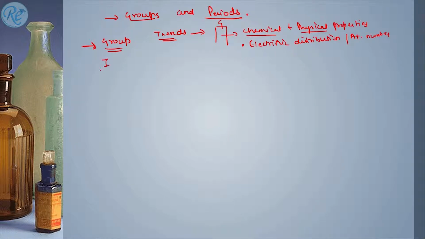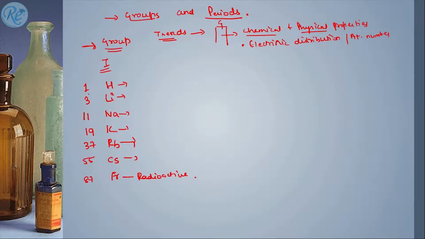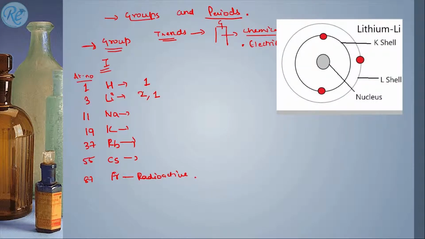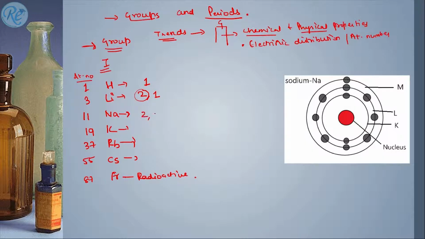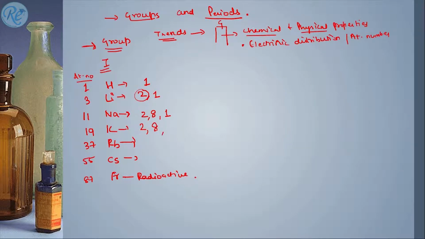So I'll take the first group. So here are the elements of group 1 and here are their atomic numbers. Now we are going to see the electronic distribution and find the pattern. So this will have 1 electron in the first shell. And here for lithium, atomic number 3, the distribution will be 2, 1, because maximum K can have 2 and L will have 1. Again, 2, 8, 1, 2, 8, that is 10, again 8 and 1.